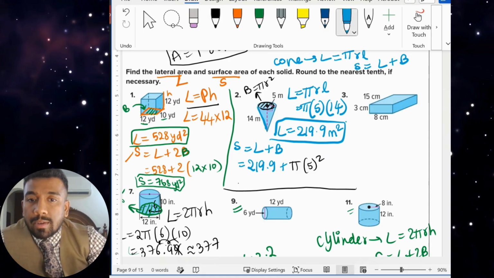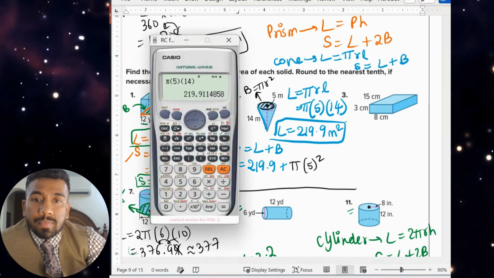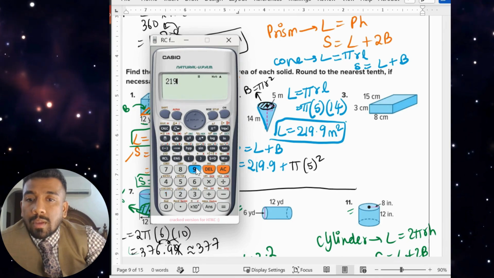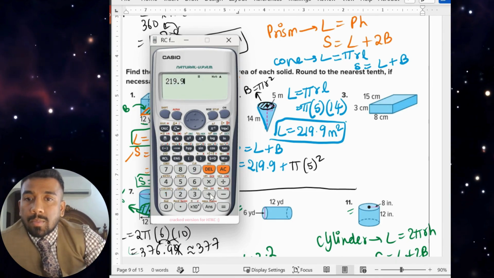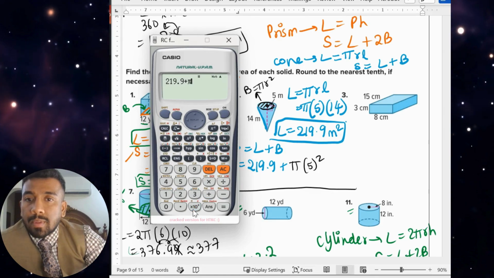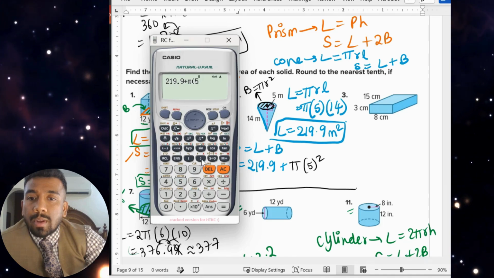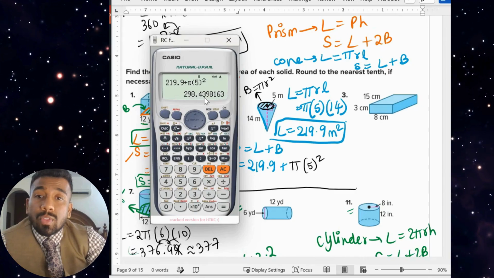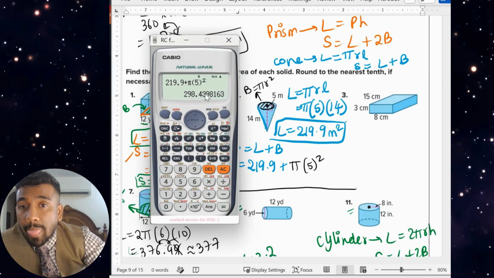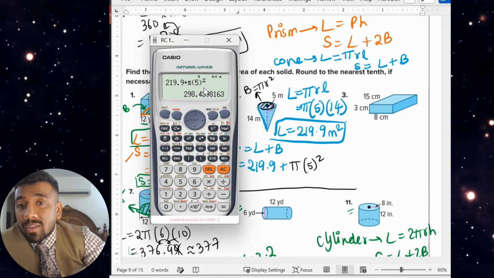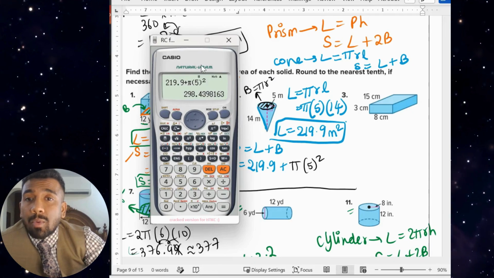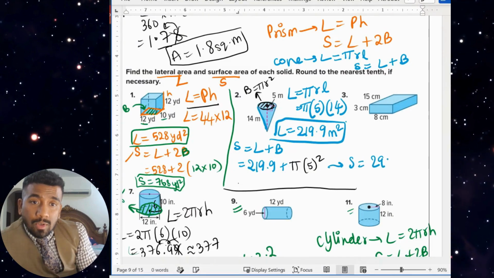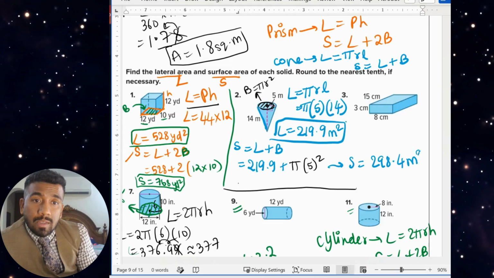So 219.9 plus pi times 5 squared. What's the answer? 298.43. Again, we want to round off. This 3 is less than 5, so it will remain as it is. So 298.4. That's the answer, 298.4 meter square.